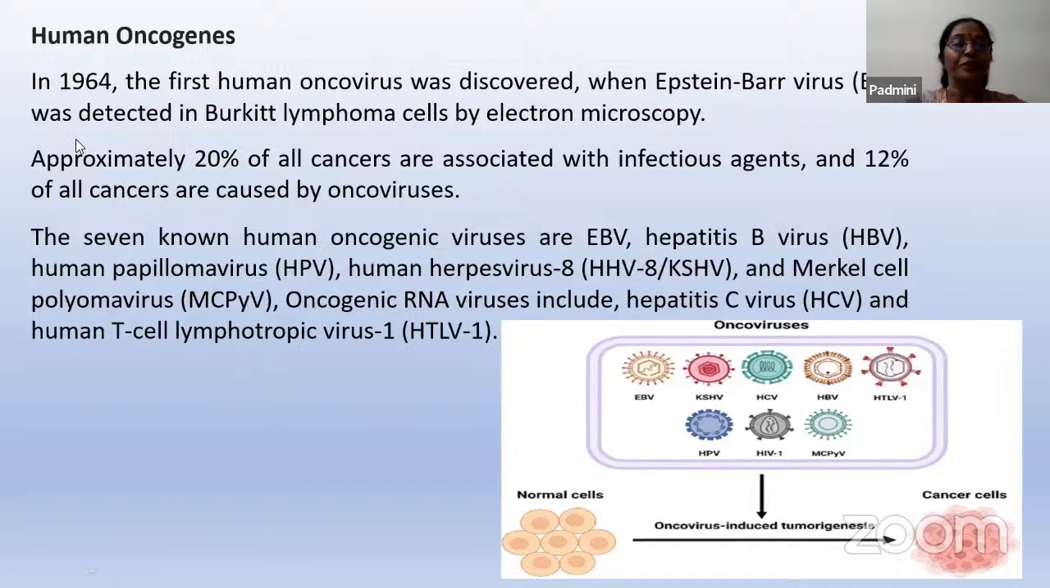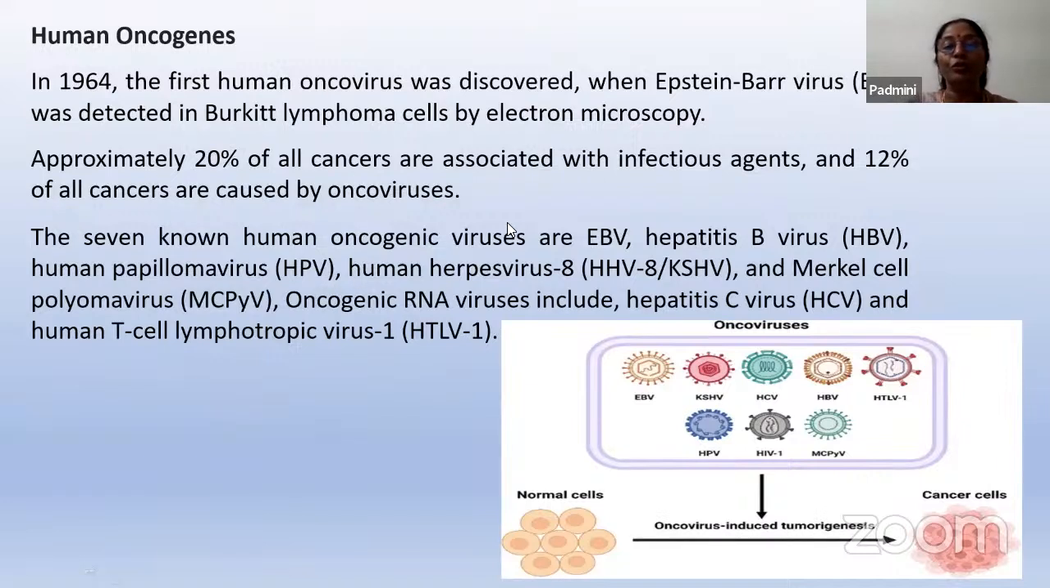In 1964, the first human oncovirus was discovered when Epstein-Barr virus was detected in Burkitt lymphoma cells by electron microscope. Burkitt lymphoma is a lymphoma of the lymphocytes. Approximately 20% of all cancers are associated with infectious agents, caused by oncoviruses. So not only mutations, not only UV rays, not only carcinogens, even viruses can lead to cancers.